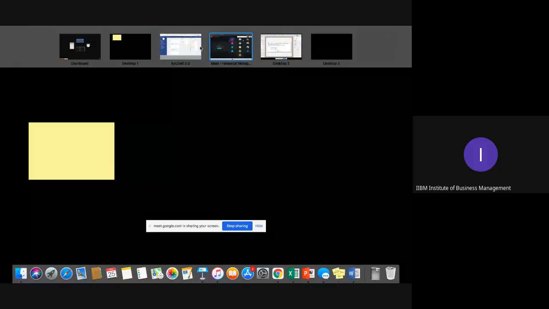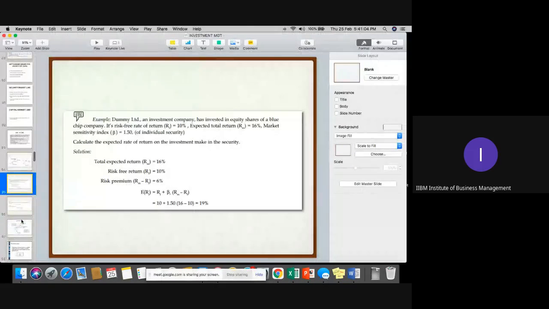This is a very basic question we are solving right now. We'll go with some advanced questions as well after the break. So it is a very simple question, but again, the important thing is not the solution. It's all about how you understand the concept of this particular topic, that is the CAPM model. Please note down fast.